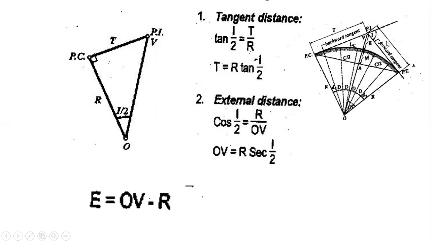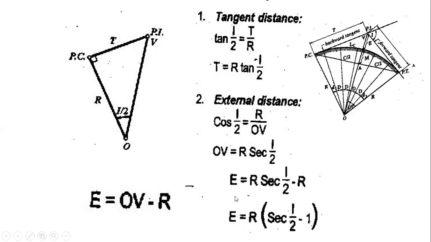And of course, our external distance E is equivalent to the line segment O to V minus this segment which represents R, in order to obtain the length of the external distance. Since we already have OV, which is equivalent to this, we just substitute, then simplify. We can factor out R. So this will be the result. Just factor out R to give us the formula for the external distance: R times secant I over 2 minus 1.